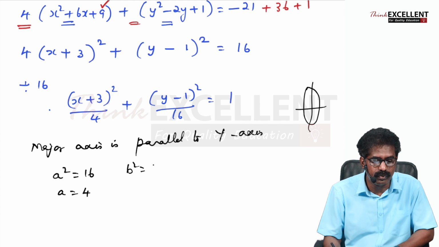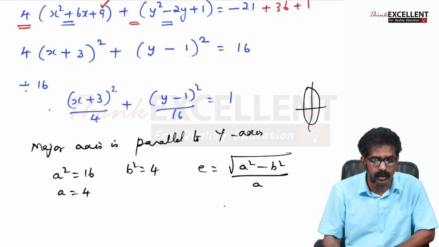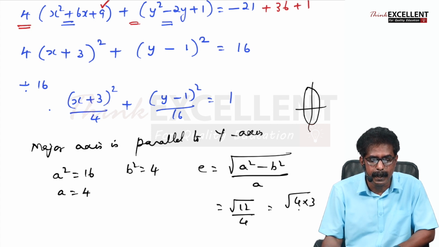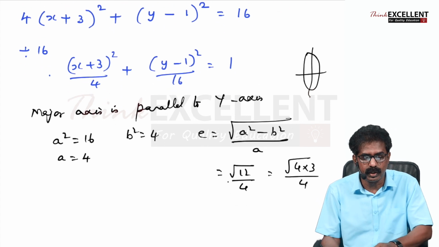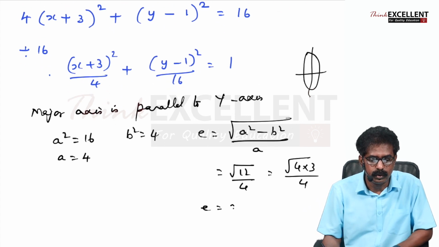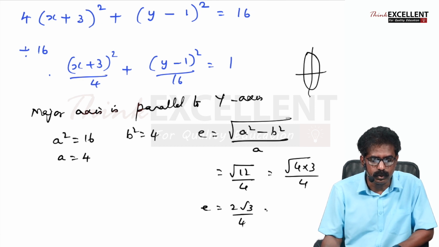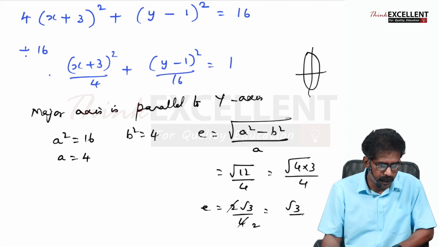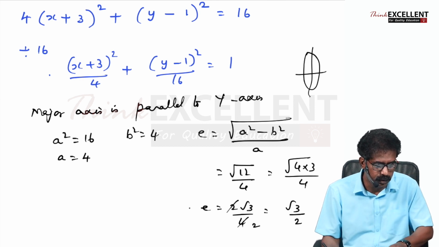B square value is 4. And the eccentricity you can find, what's the formula? Root of a square minus b square by a. So that is root of a square 16 minus b square 4. So 12 by a value 4. 12 can be written as root of 4 into 3 by 4. Root 4 is 2. 2 root 3 by 4, right? So you cancel. So eccentricity is root 3 by 2, right? You are getting eccentricity is root 3 by 2.